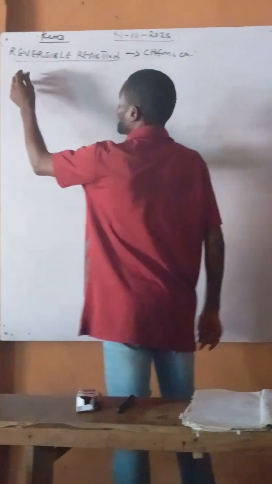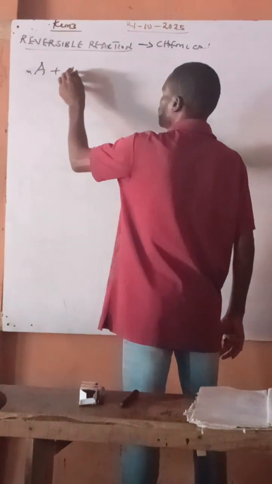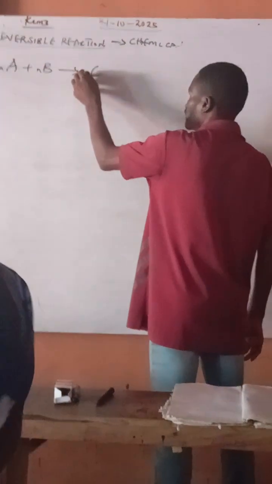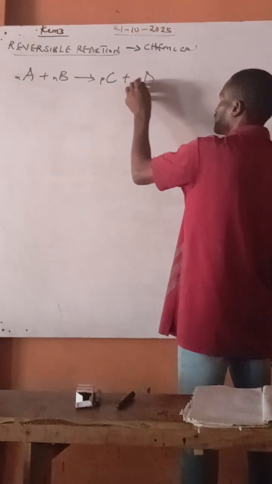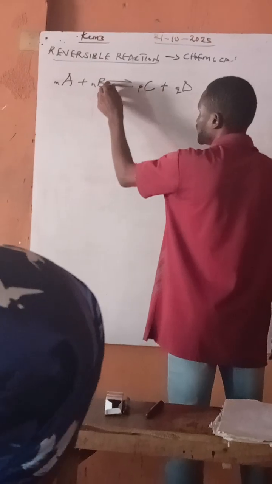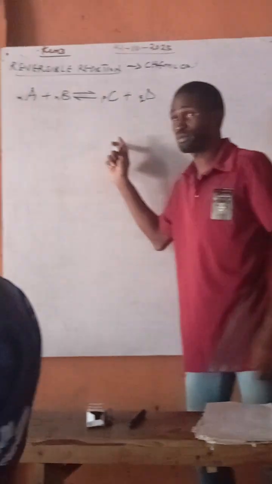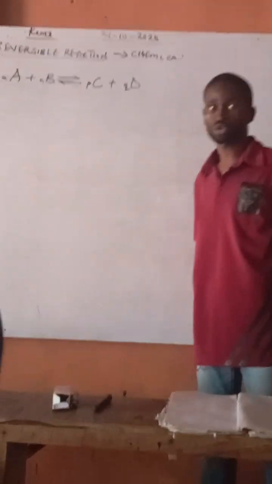If I have A plus B, then giving me C plus D. Look at this. Now this is a chemical equilibrium because if I put this arrow, it means it is a reversible process, right? It's because a reversible reaction. Now, what is the rate? Please look up and listen.